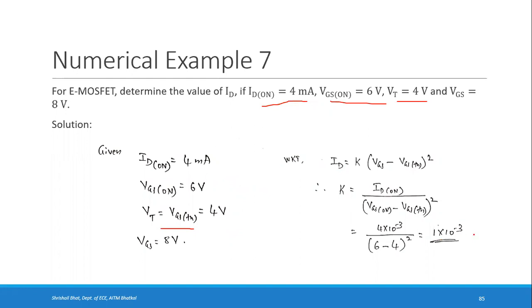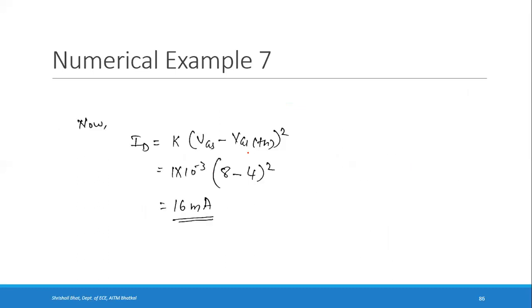The unit will be milliamps per volt square, but it's not necessary to write the units, though you should know how to get it, because ID will be in milliamps and below there is voltage square. Milliamps per volt square. 1 into 10 raised to minus 3 is the magnitude. So with this value of K and VGS is 8, you substitute in this equation again. If you substitute VGS is 8, VGS threshold is 4, K is 1 into 10 raised to minus 3, you will get the value of ID as 16 milliamps. I want you to watch this video again, calculate by yourself and validate the answers.